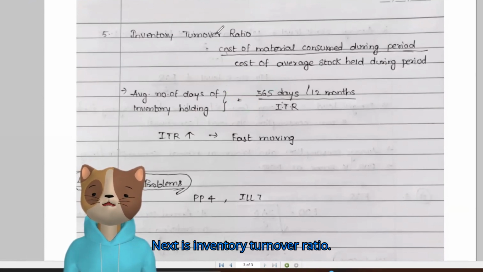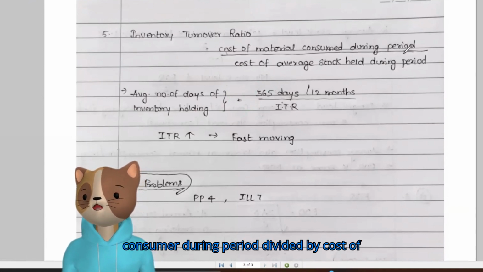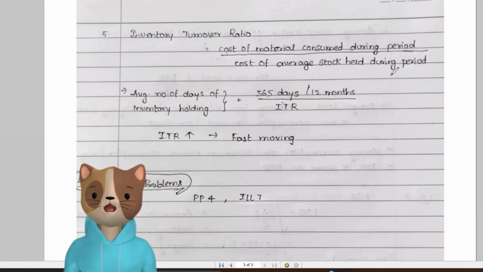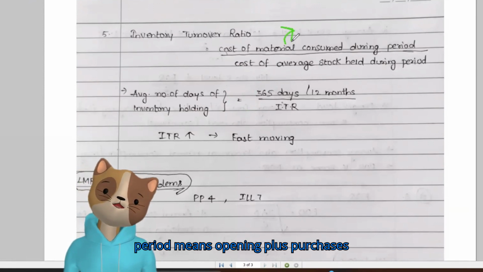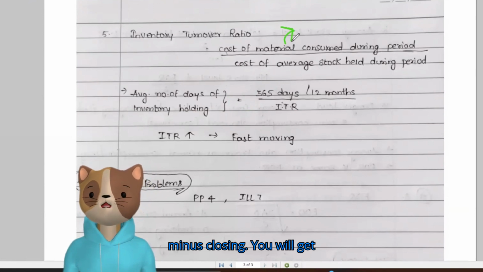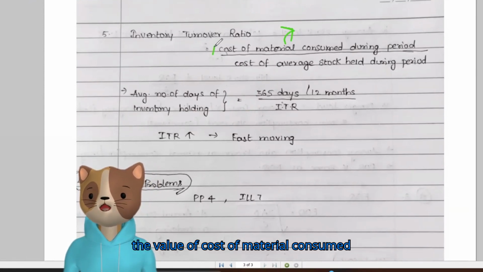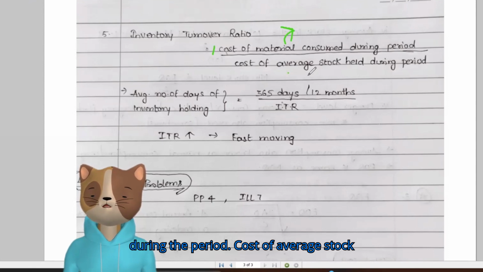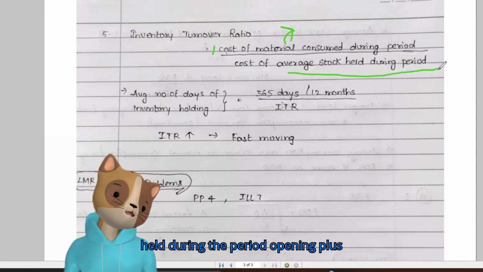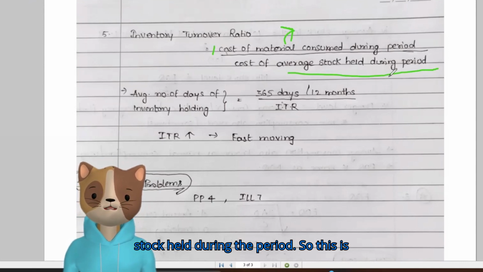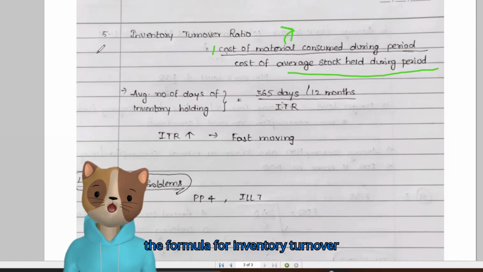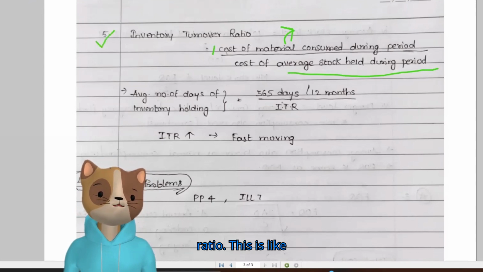Next is inventory turnover ratio. The formula is cost of material consumed during the period divided by cost of average stock held during the period. Cost of material consumed during the period means opening plus purchases minus closing. Cost of average stock held during the period is opening plus closing by 2. So this is the formula for inventory turnover ratio.